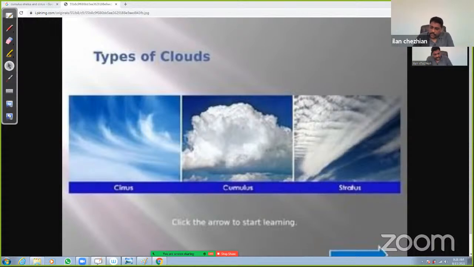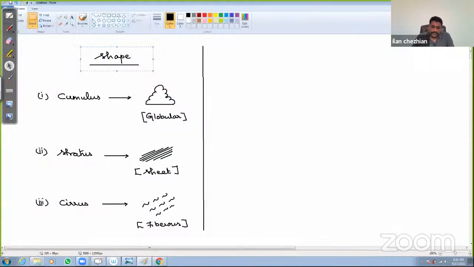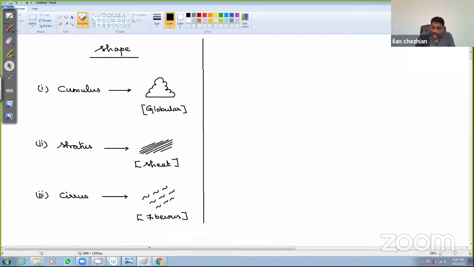Now, assuming that we approximately know the types of cloud based on shape, now comes the question: what are the other classifications, if you ask me? Clouds can also be classified based on their height. So when I talk about height, what are the clouds based on height, if you ask me?